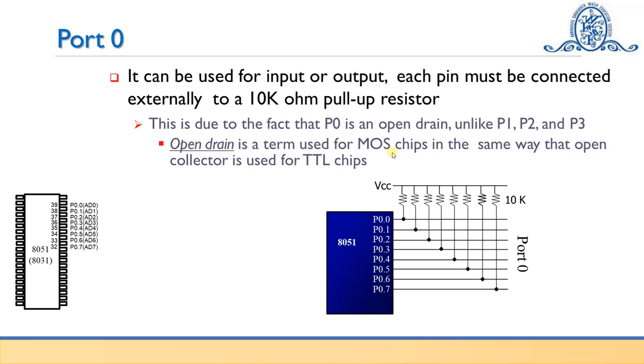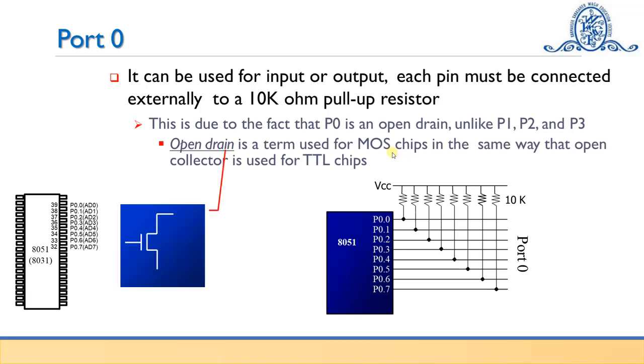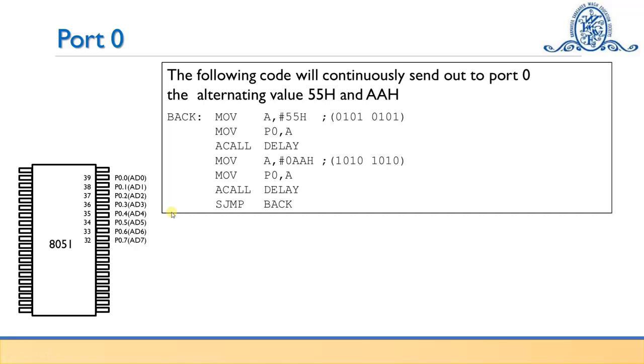The term open drain is used for MOS chips in the same way that open collector is used for TTL chips. You can see that the drain is kept open, so you have to connect an external resistor so that the MOSFET will be in operation. The following code will continuously send out to port 0 the alternating values 55 and AAH. 55 is 0101 and A is 1010, so alternately the bits will be either made high or low.